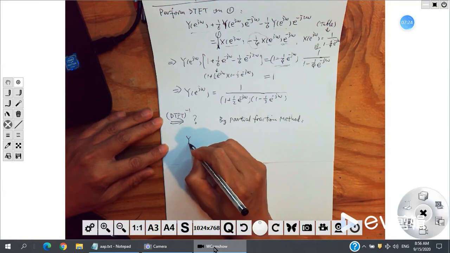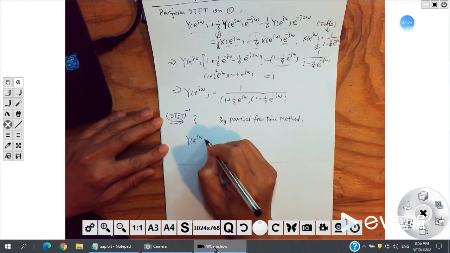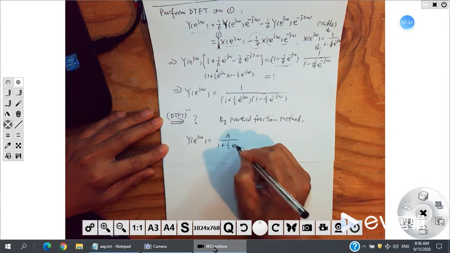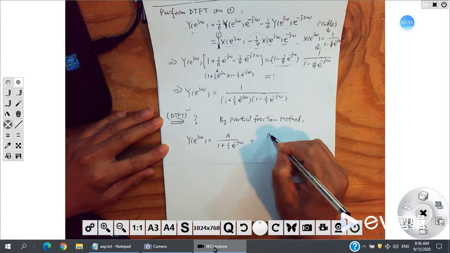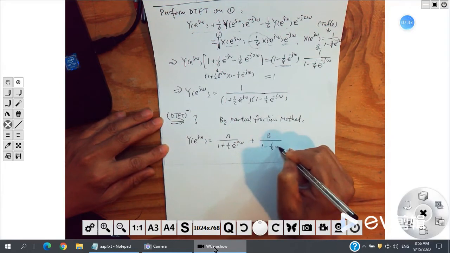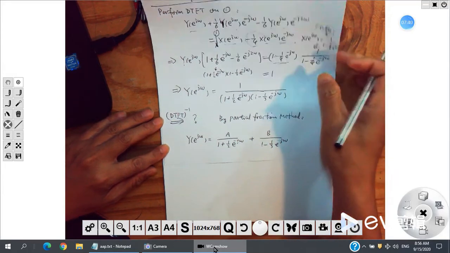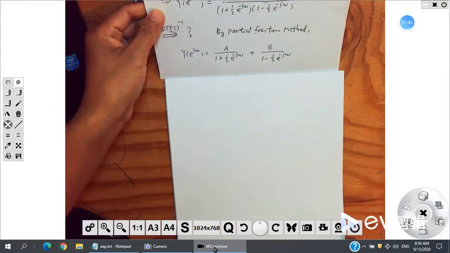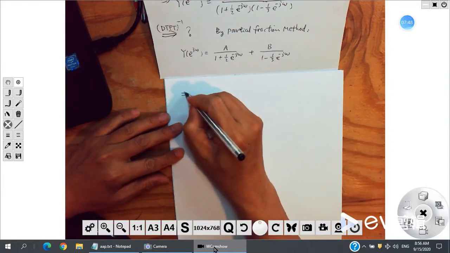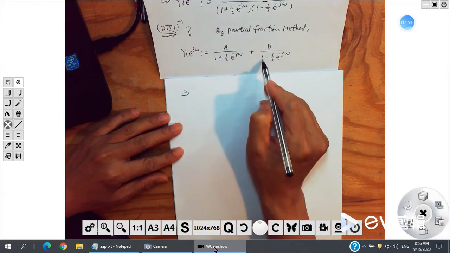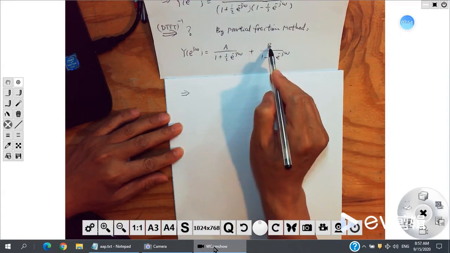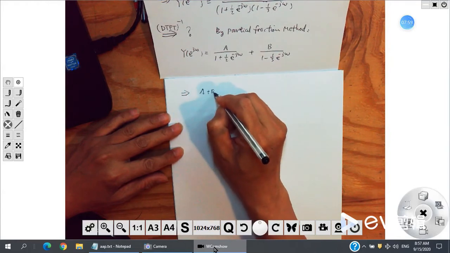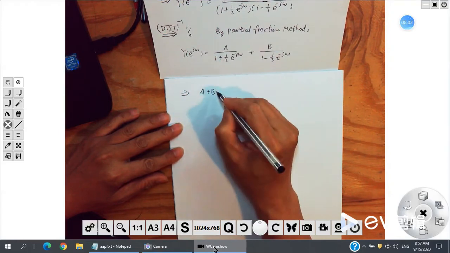Suppose Y is a summation of a over 1 plus 1/2 e to the negative j omega, and b over 1 minus 1/3 e to the negative j omega. We want to determine a and b. Then we see a times 1 and 1 times b. This gives us the constant term, which is 1.